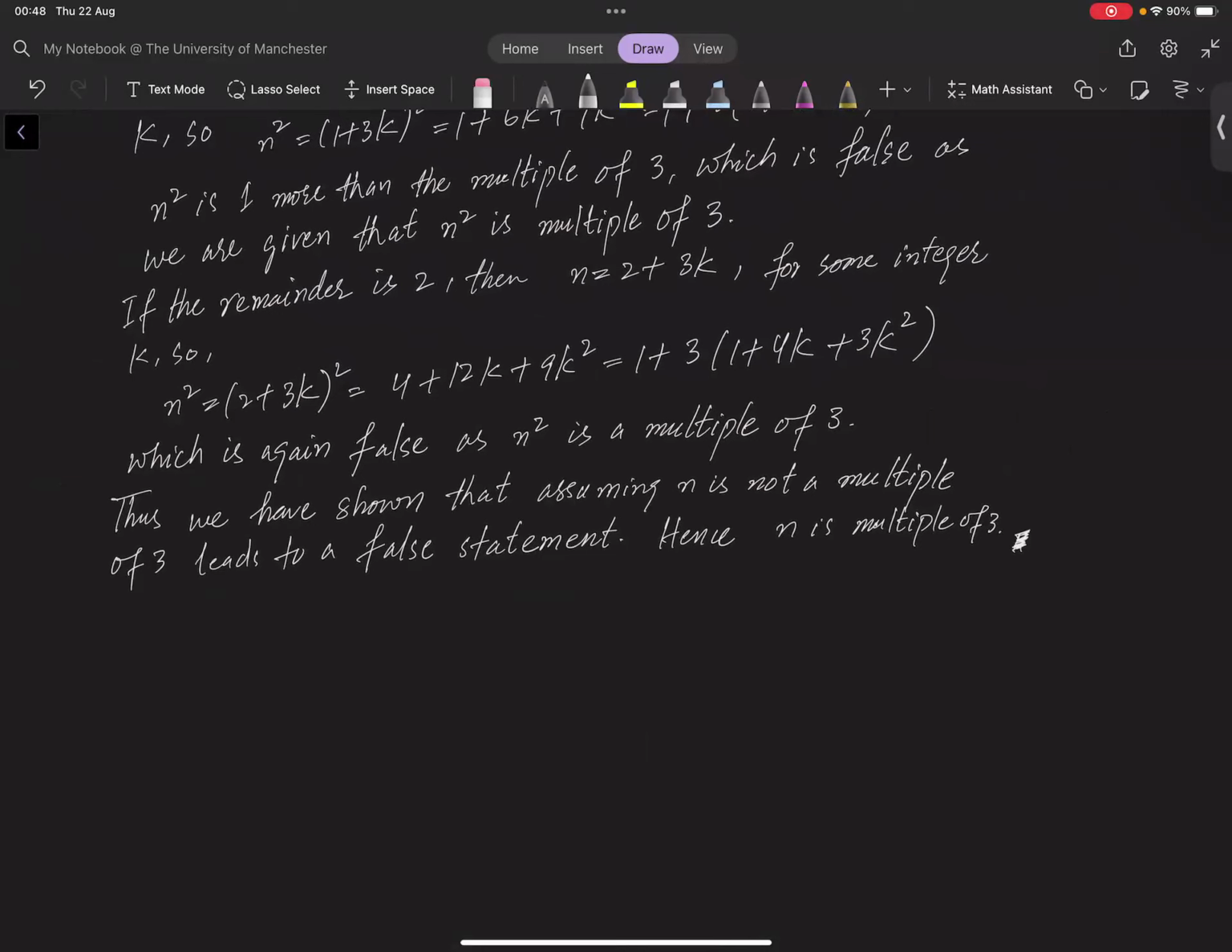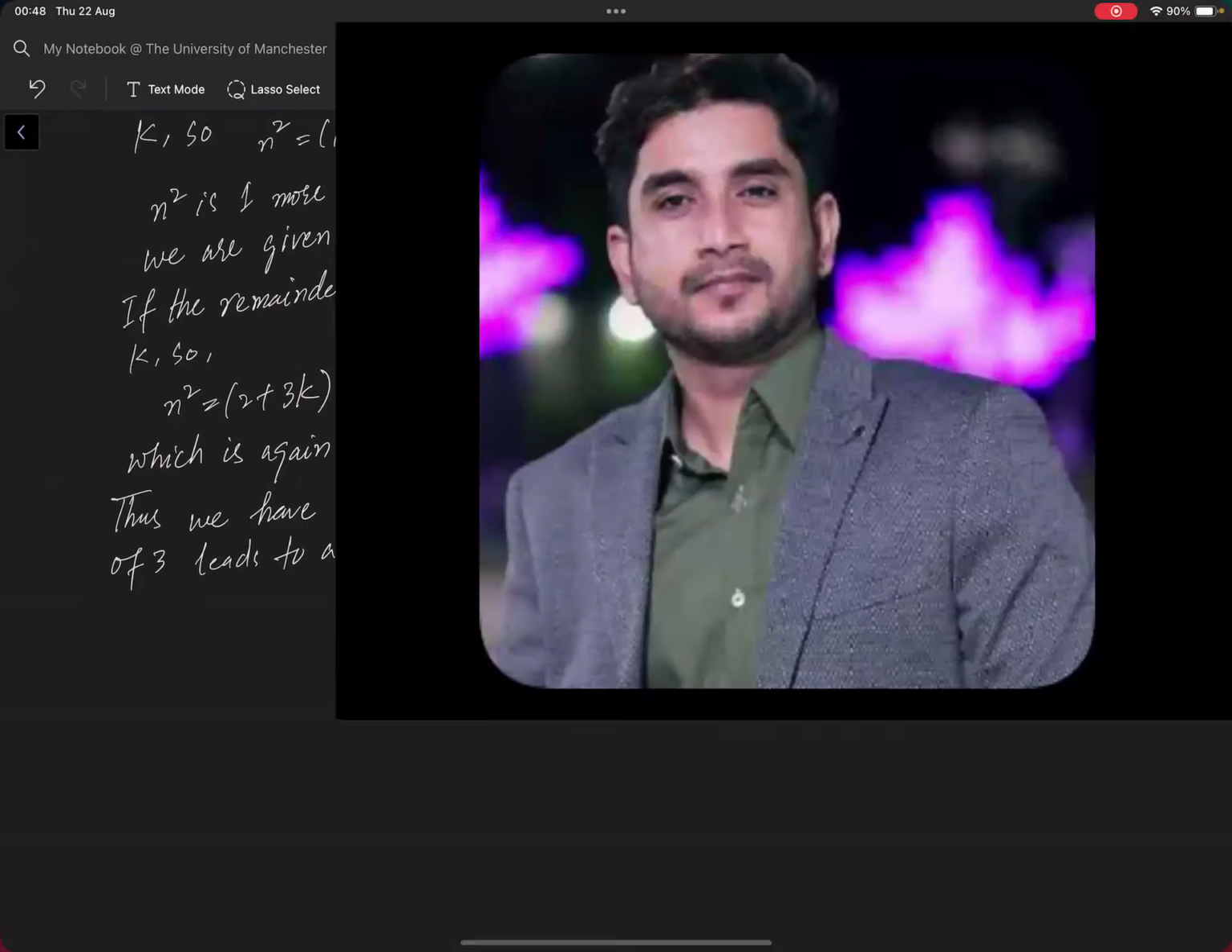Now, in the next part, we will explain more about how these proofs work, and then we will also talk about the quantifiers. Thank you so much.